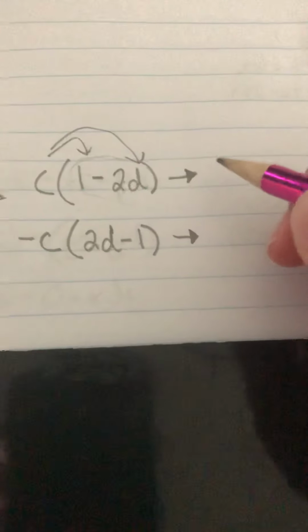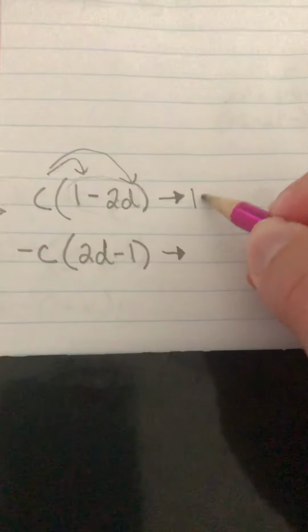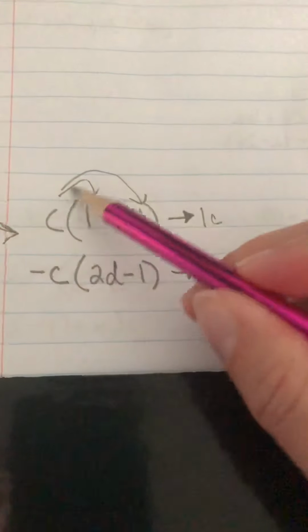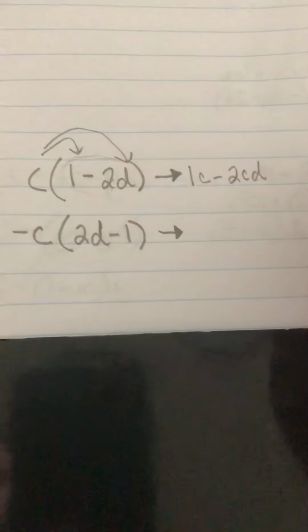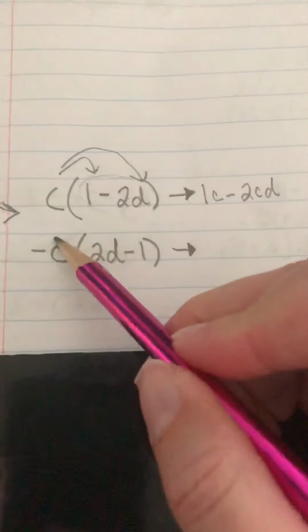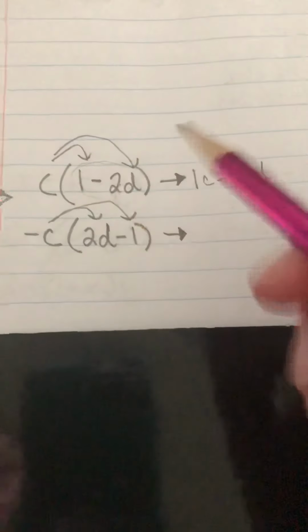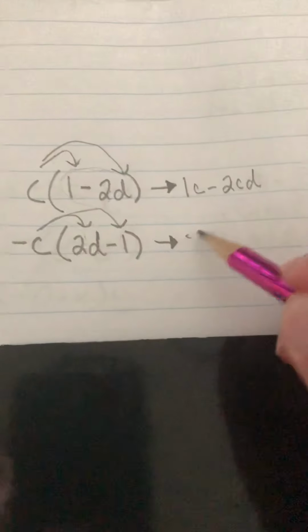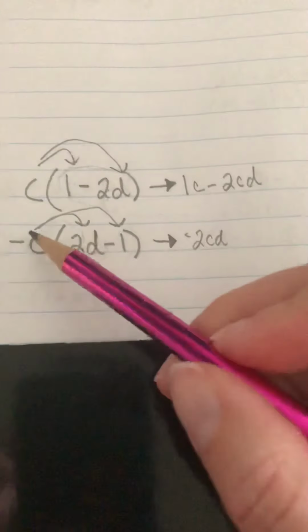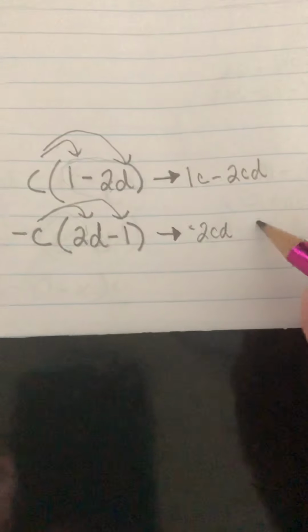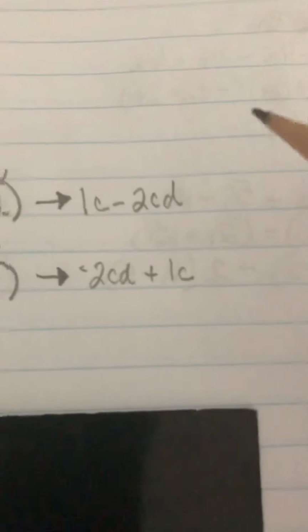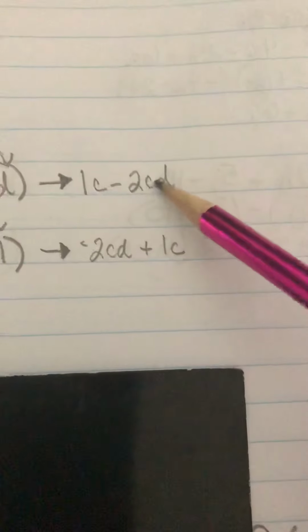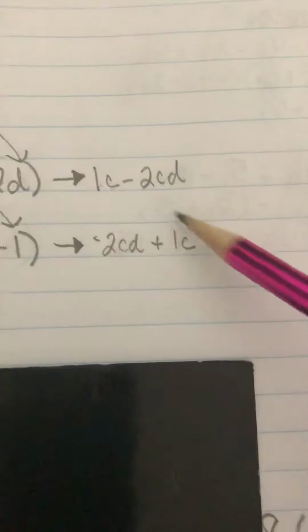So if I distributed out the C, I'd have 1C, which is just C. And then here I'd have a minus 2CD. And look down here, if I distributed out a negative C, this whole term would become a negative 2CD. And then a negative C times a negative 1 would become a positive 1C. So see how they ended up being the same answers? The 2CD is negative and the 1C is positive.